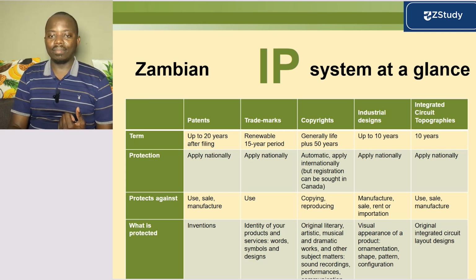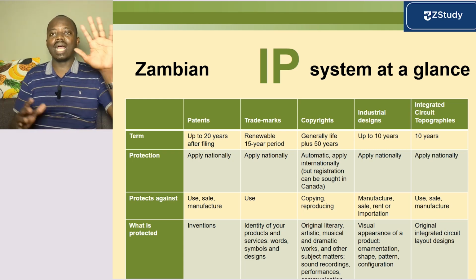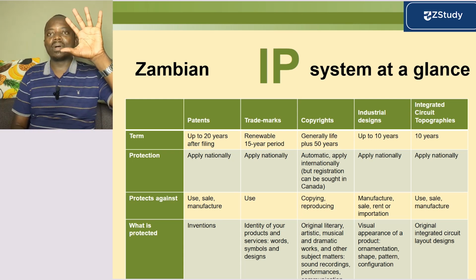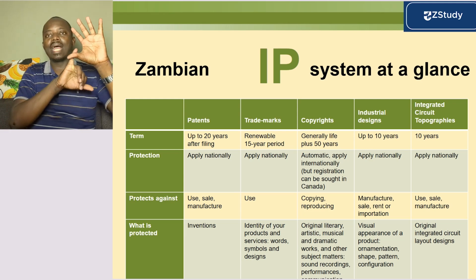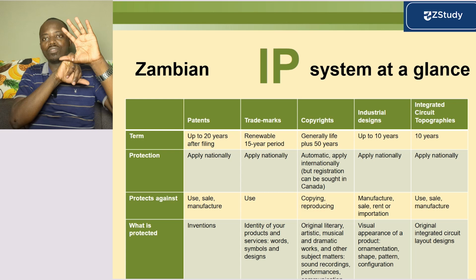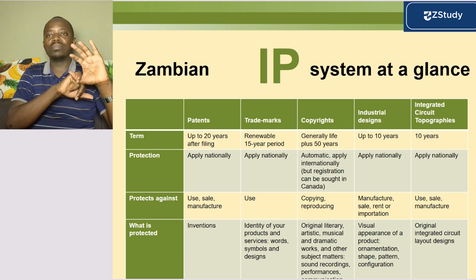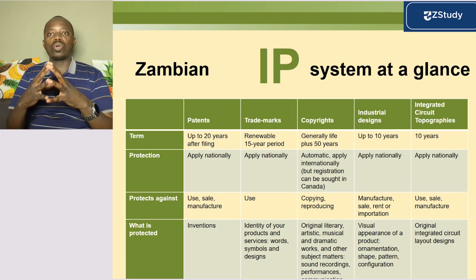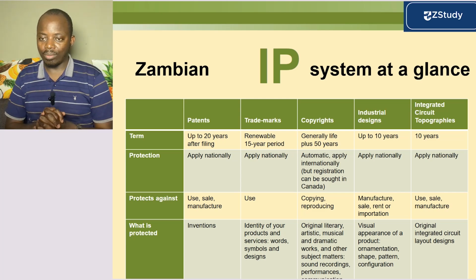So if we look at the Zambia IP system at a glance in comparison to other countries, you'd realize that, like I said earlier, Zambia only has about six patents, and few of these are actually done by indigenous Zambians. Most of them are a collaboration of local organizations, individuals, and other people from outside.